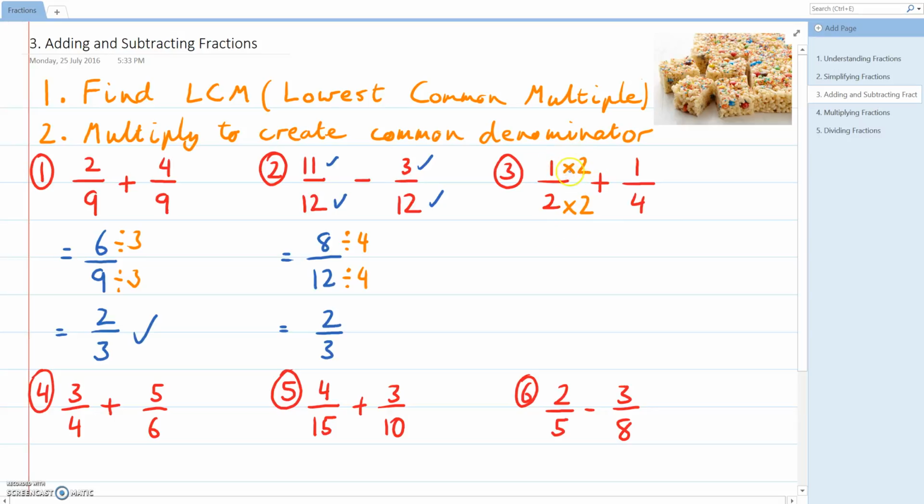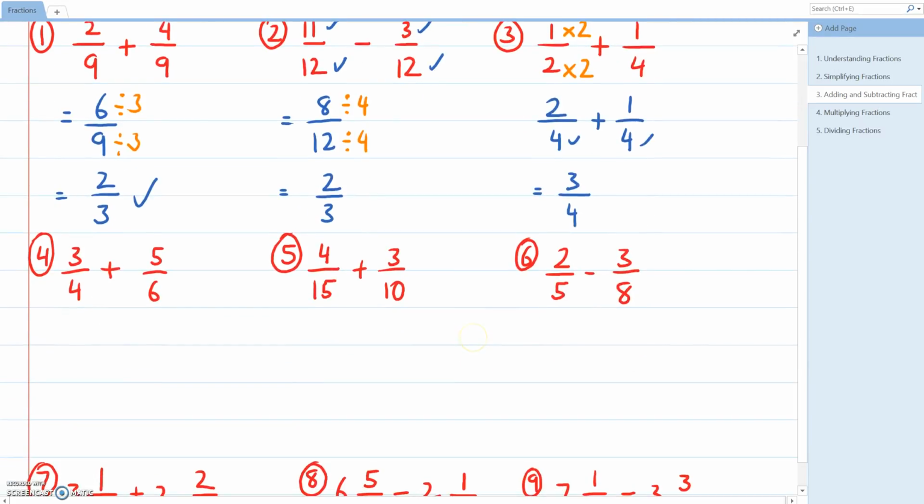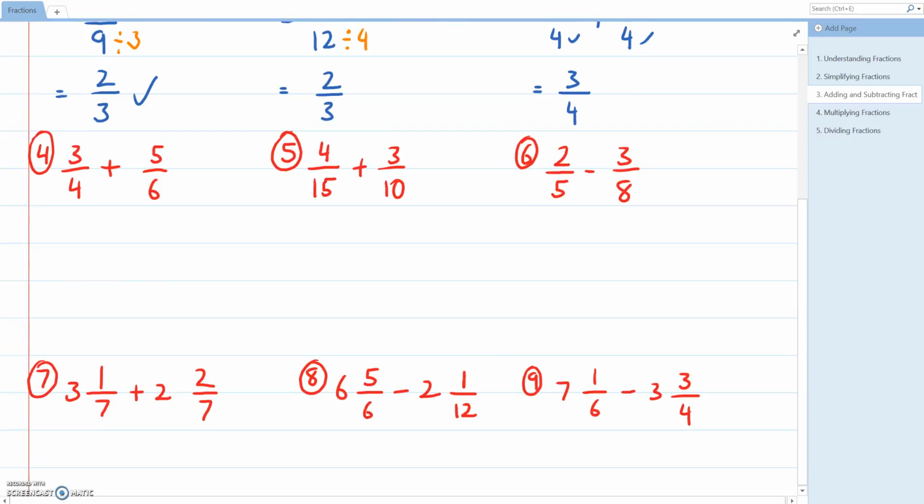And if we rewrite this, 1 times 2 is 2, and 2 times 2 is 4, plus 1 over 4. We've not changed anything there. And now we've got the same denominator, so we can do 2 plus 1, which is 3, all over 4. Our denominator doesn't change. Let's have a look at this next step here. Alright, getting a bit trickier now.